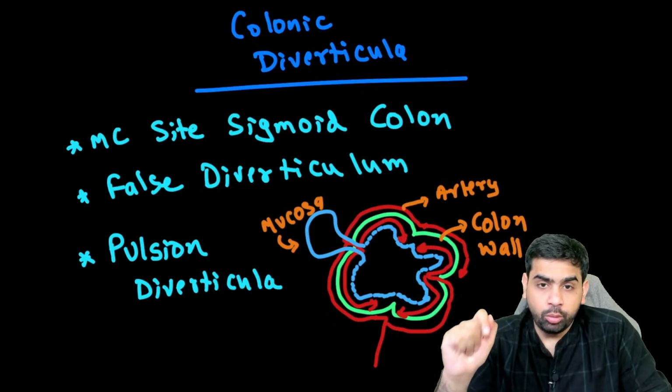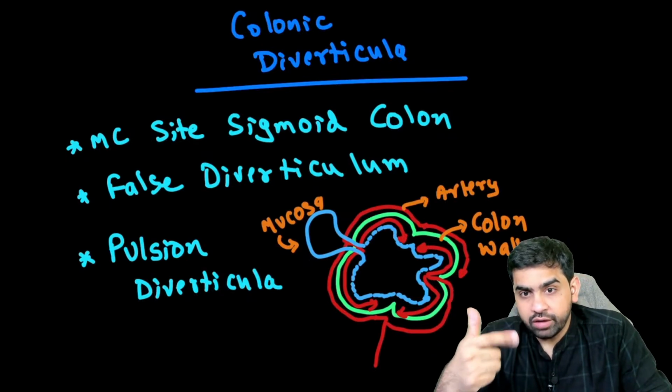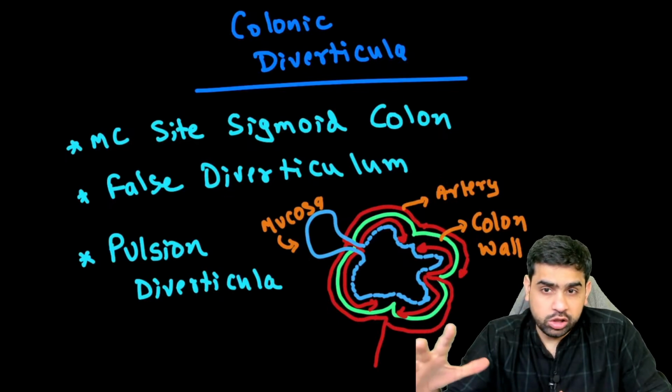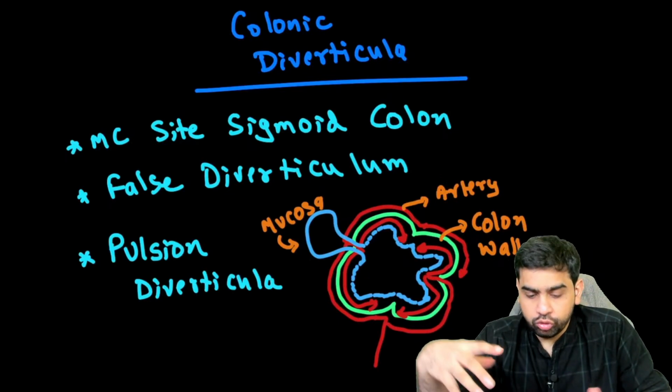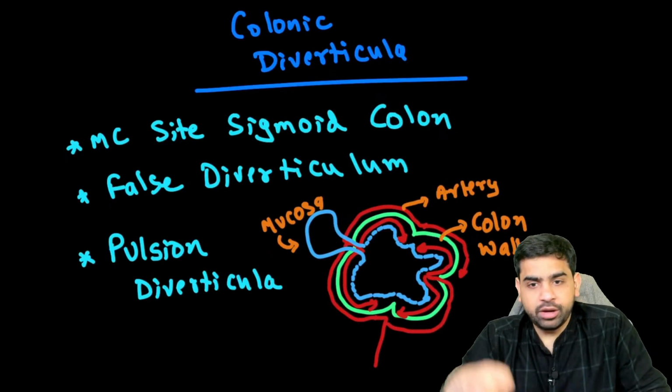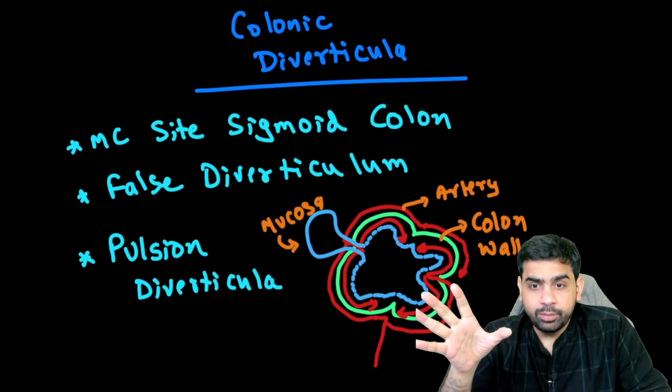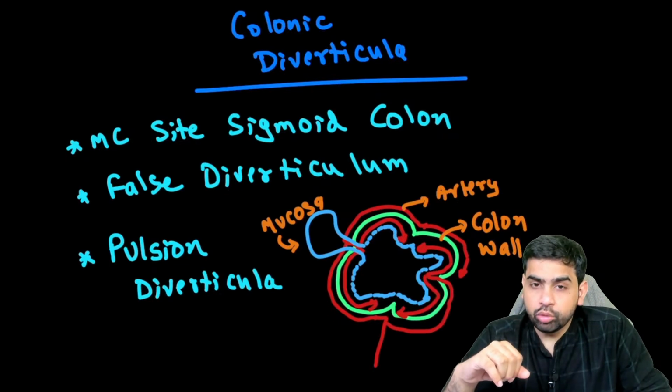So let's quickly talk about it. What is this? Is it a true or a false diverticulum? It is a false diverticulum. So what happens here? The patients have, let's say, chronic constipation. Because of this, there's going to be increased pressure inside the colon, and because of this, the mucosa will pop out. From where is this mucosa going to pop out?